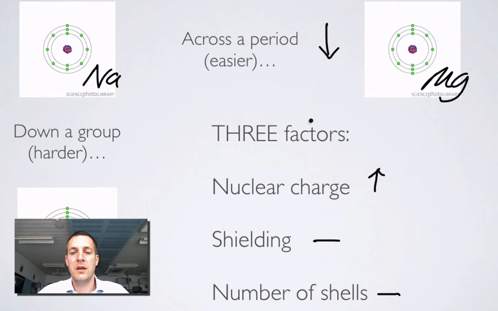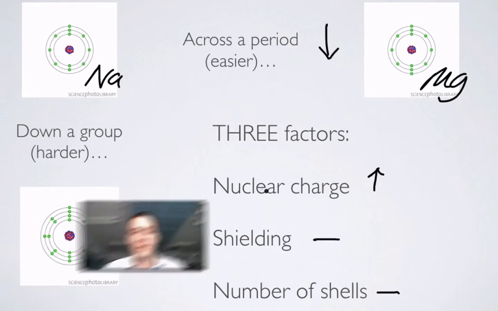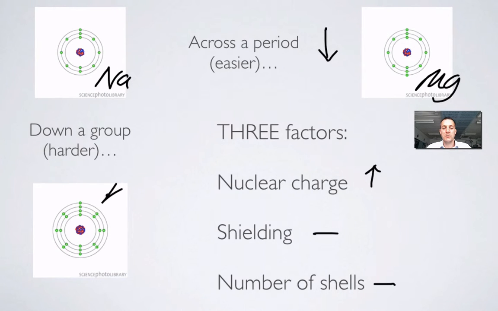Now, what happens to these three factors if we go from sodium to potassium? I'm going to do this in red. So we're going down the group now. I'm going to do it in red so that I don't have to rub everything out. What's happened to the nuclear charge? Well, it's gone up. Sodium has got an atomic number of 11. Potassium's got an atomic number of 19. So potassium has 8 more protons than sodium.